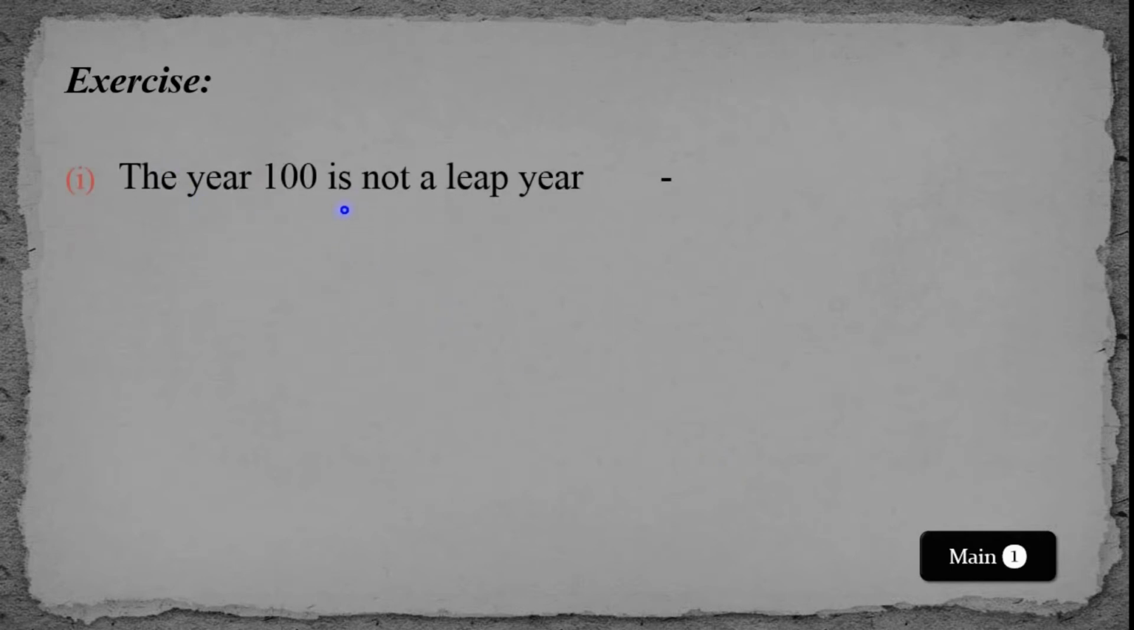The year 100 is not a leap year. Is it a correct statement? 100 is a century year which is not exactly divisible by 400. Therefore, 100 is an ordinary year, not a leap year. It is a correct statement. 1996 is an ordinary year. 1996 is a non-century year. When we divide 1996 by 4, we get remainder 0. Therefore, 1996 is a leap year. Ordinary year is a wrong statement.